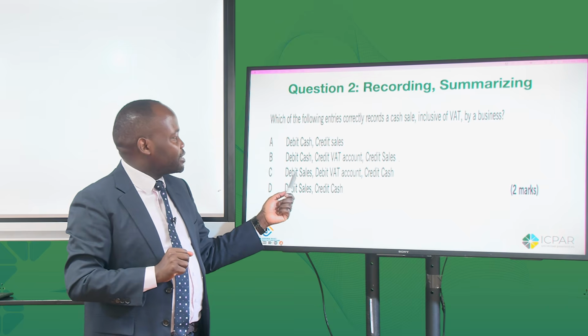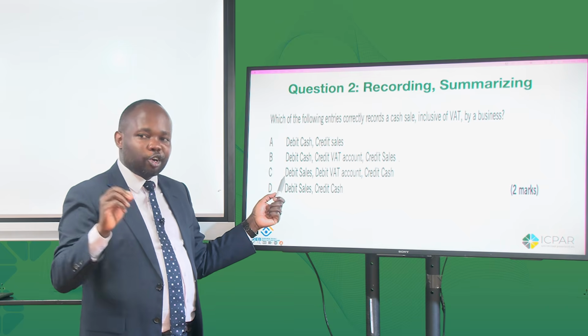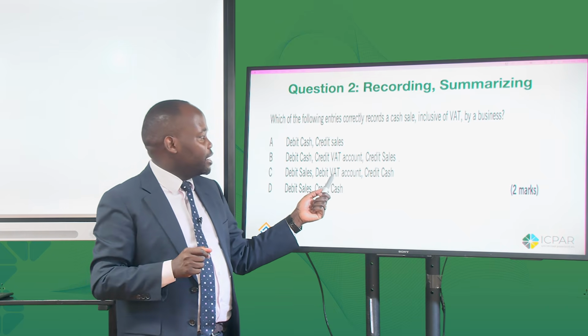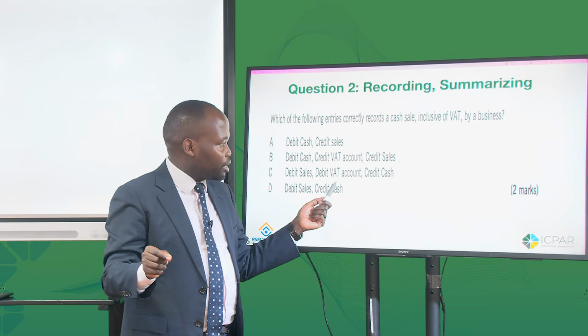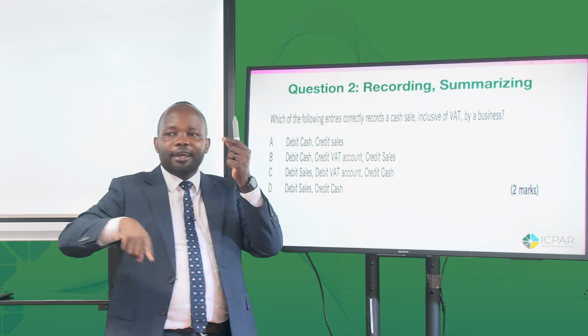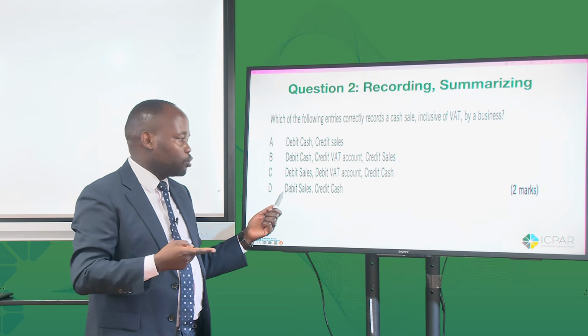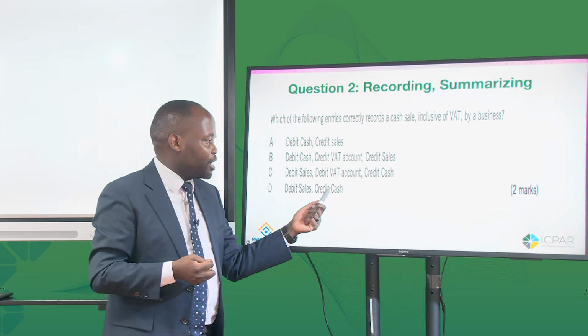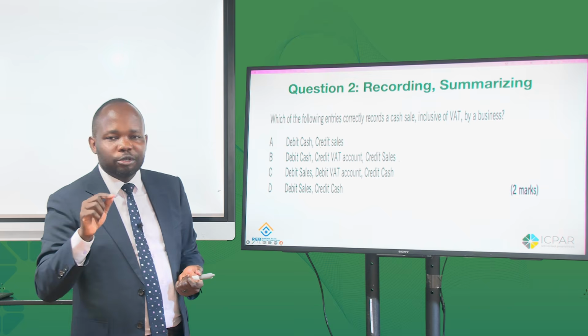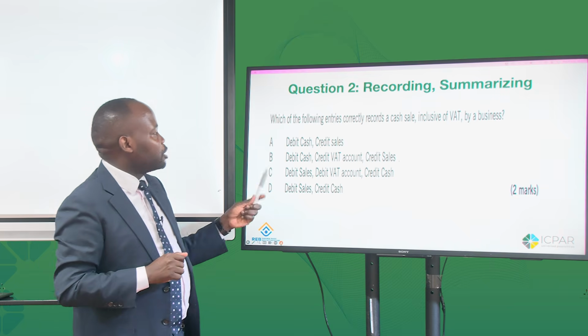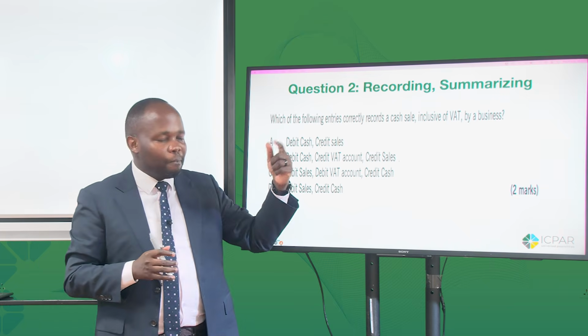C, debit sales. That is not true. Sales is a credit entry. Debit VAT, that is wrong. VAT should be credited. And credit cash, so it's the reverse. And D, debit sales, is not true. We should credit sales, debit cash, and also credit VAT. So our correct answer is B.